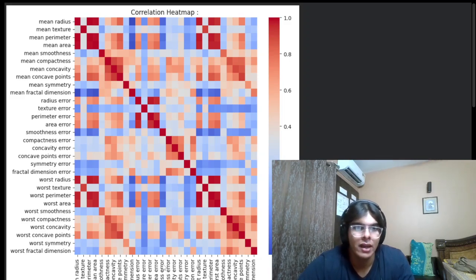Okay. Here the color coding is very simple to read. If it is close to red or a dark red, it means that the features are highly correlated. The lighter it is, it means that the features are not that highly correlated.